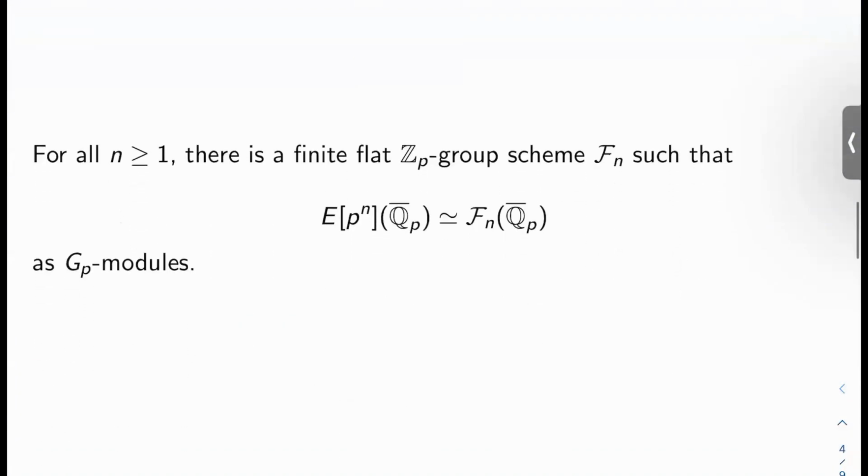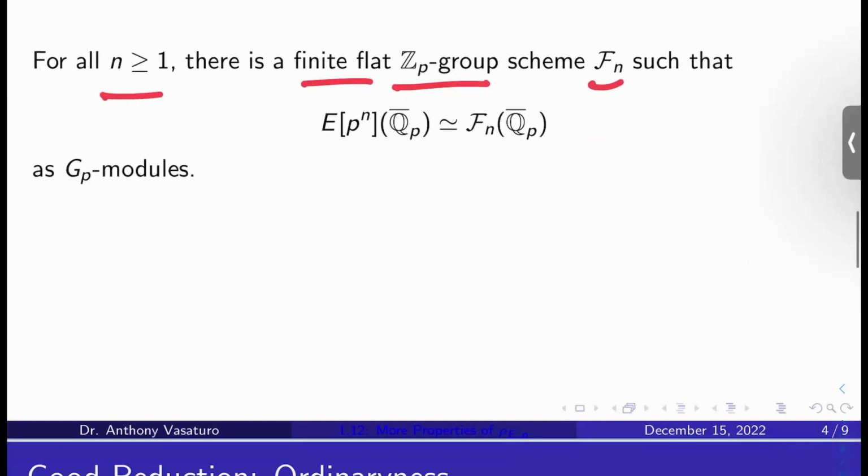Two, how about flatness? So again, we're in the case P is a prime of good reduction for E over Q. For all n at least one, there's a finite flat Z_p group scheme F sub n, such that the p to the n torsion Q_p bar points are isomorphic to the Q_p bar points of F sub n as G_P modules. So what this is saying is we don't really just have flatness mod P like we might expect if we read Theorem 1 from the last video, but we have flatness sort of all the way up at each level n for all the p to the n torsions of E.